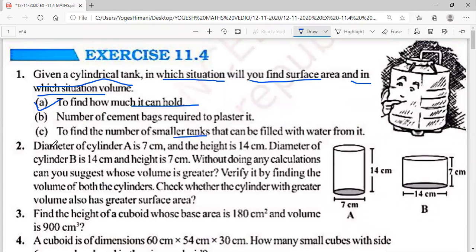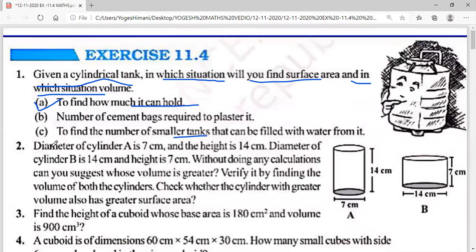Let's understand question number 2 carefully. Understanding the statement is very important for this type of question. Question number 2: the diameter of cylinder A is 7 centimeter and the height is 14 centimeter. Diameter of cylinder B is 14 centimeter and the height is 7 centimeter.